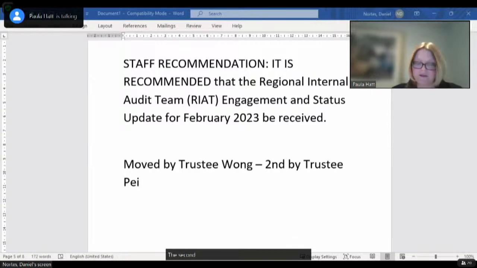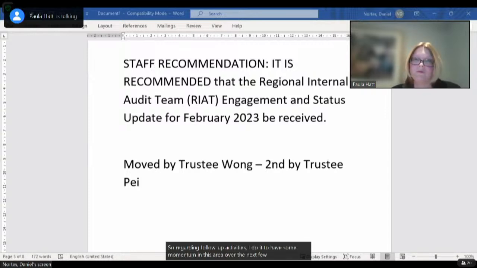The second phase of the strategic workforce planning will follow the first phase, with the specific objective and scope to be set as we're finalizing the first phase. So we hope to work on that objective and scope over the next couple of months. In addition to the engagements from last year's plan, the update details some of the other activities that we have been or will be working on this year. Regarding follow-up activities, I do expect to have some momentum in this area over the next few months, as we soon hope to have a resource available on our team to dedicate to follow-ups across the 6 boards.